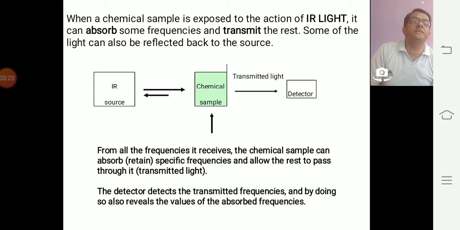From all the frequencies it receives, the chemical sample can absorb or retain specific frequencies and allow the rest to pass through it, that is, transmitted light. And the detector detects the transmitted frequencies, and by doing so also reveals the values of the absorbed frequencies.